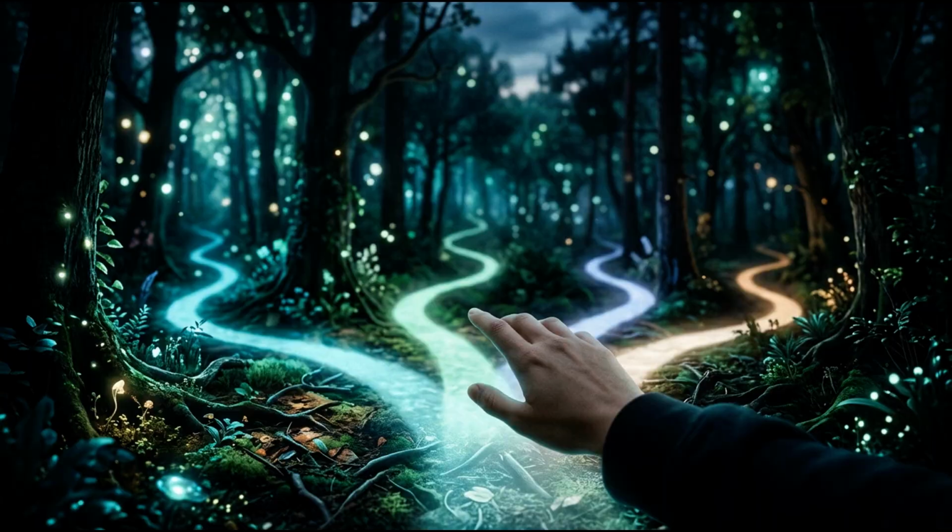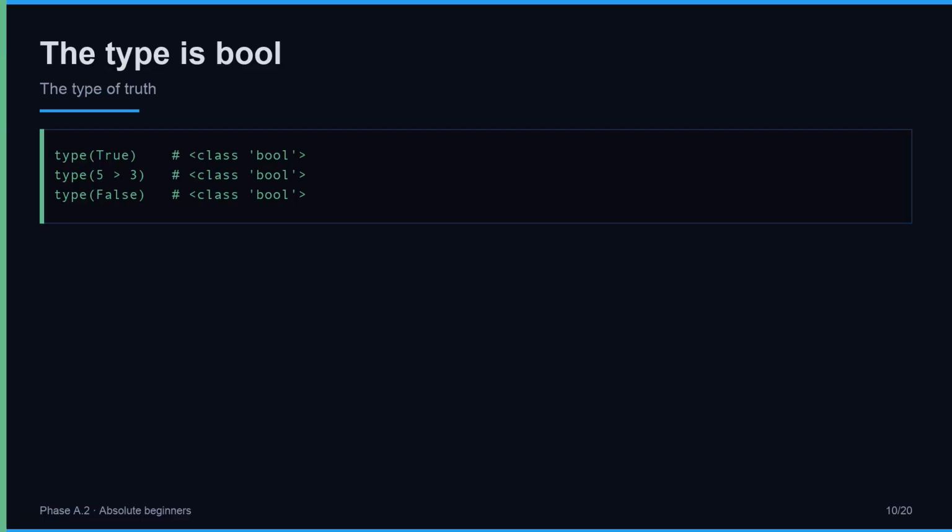Just like int and str, bools have their own type, named bool. Ask for the type of True and Python answers bool. Ask for the type of a comparison, 5 > 3, and the answer is also bool. This is the giveaway.